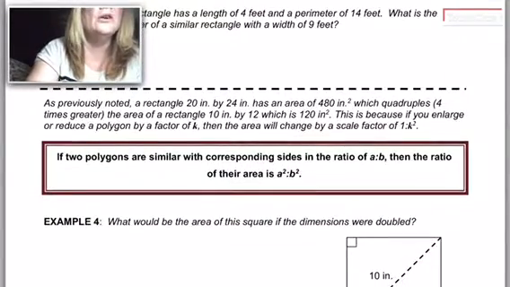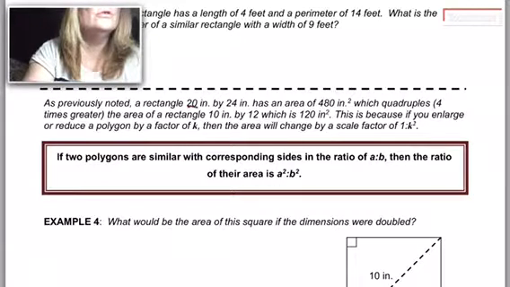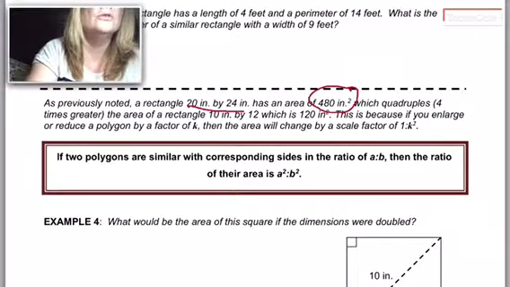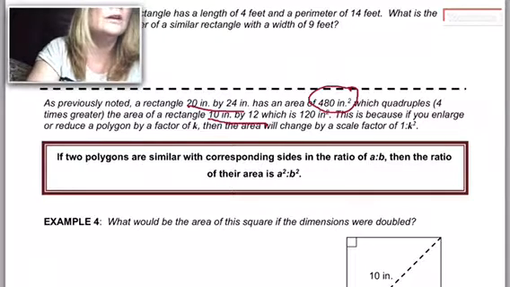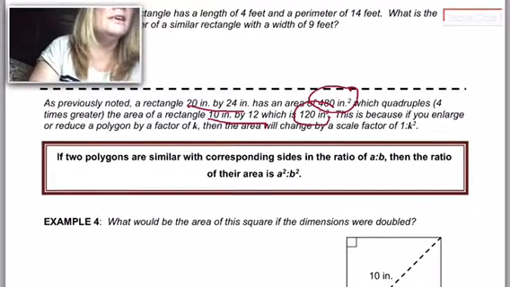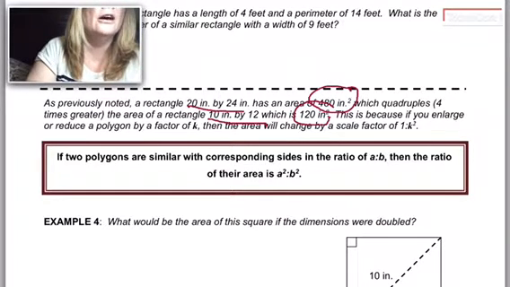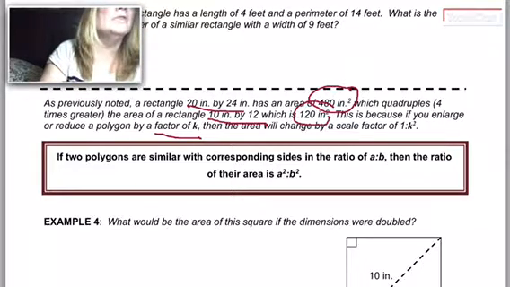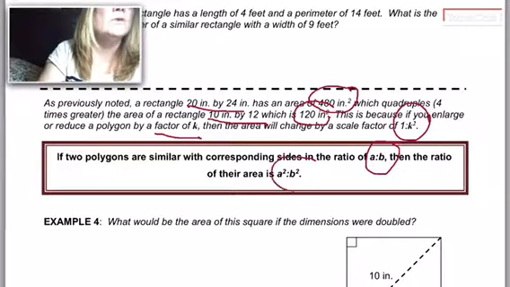It says, as previously noted, a rectangle that was 24 inches by 20 inches has an area of 480 inches squared, which quadruples because the scale factor is 2, so it's times 2 to the power of 2, because the area of the other rectangle was half, 10 by 12, which was 120. So the rule says that if you enlarge or reduce a polygon by a factor of k, that's the scale factor, then the area will change by a factor of k squared. In other words, a to b becomes a squared to b squared.